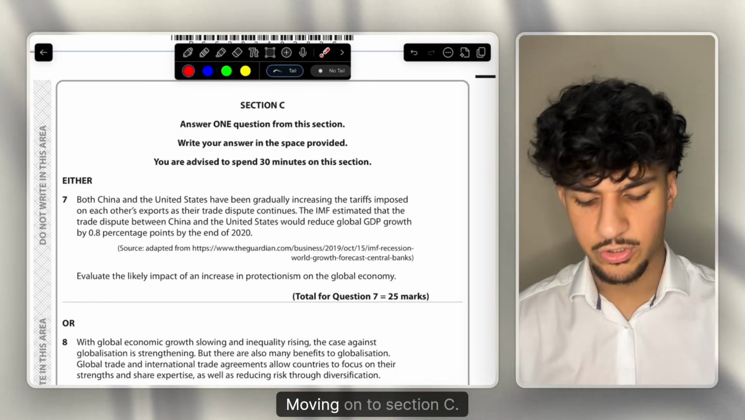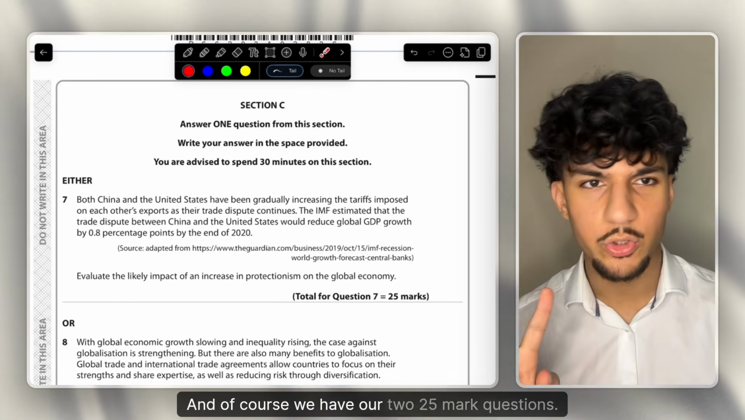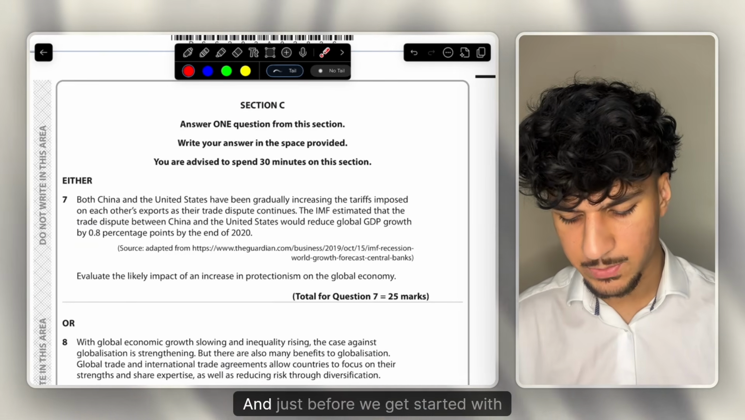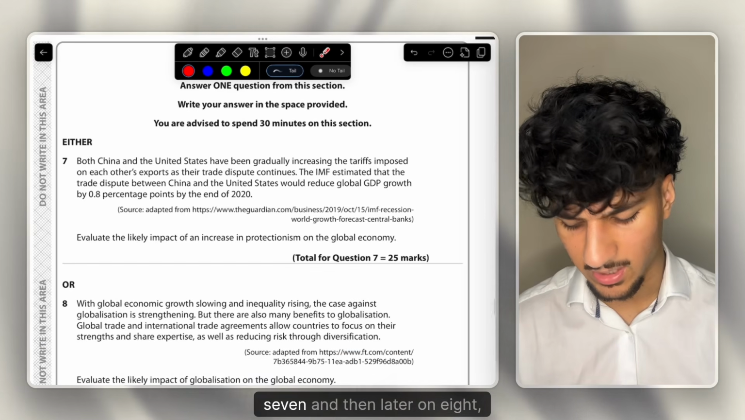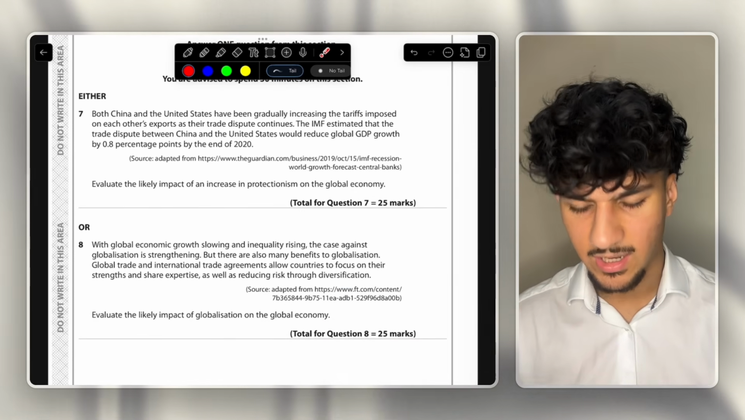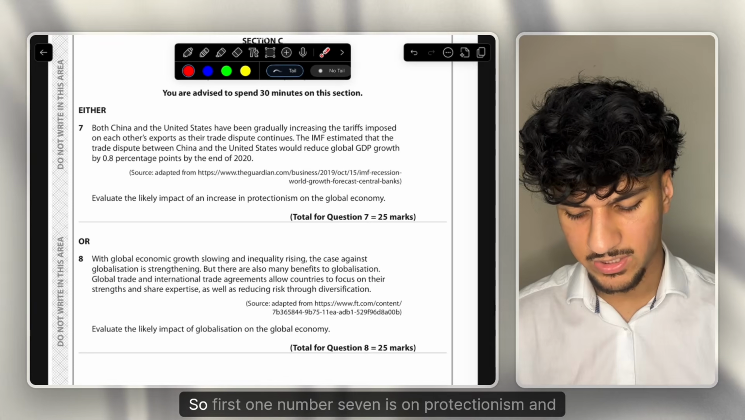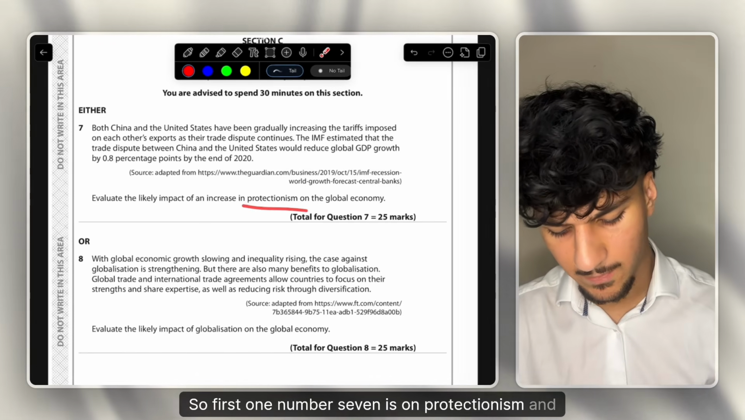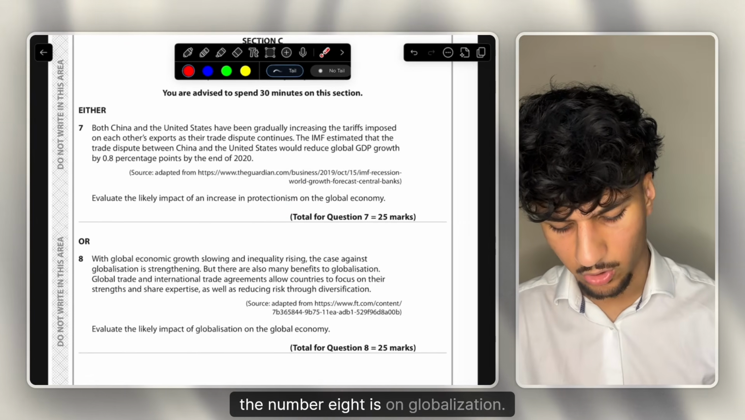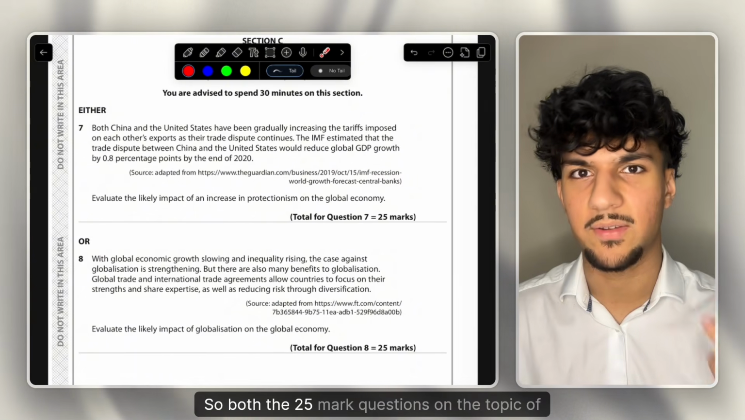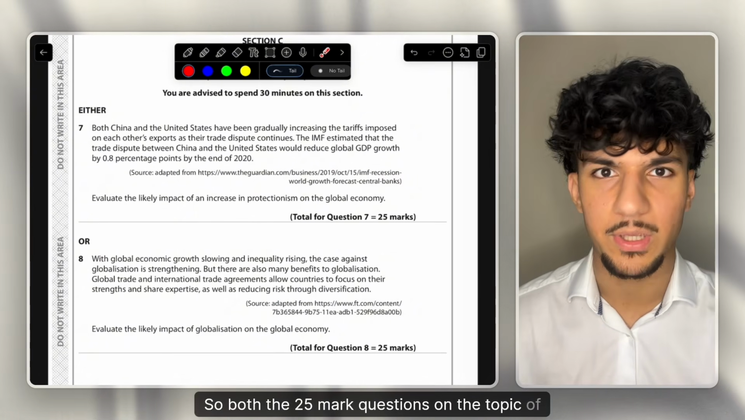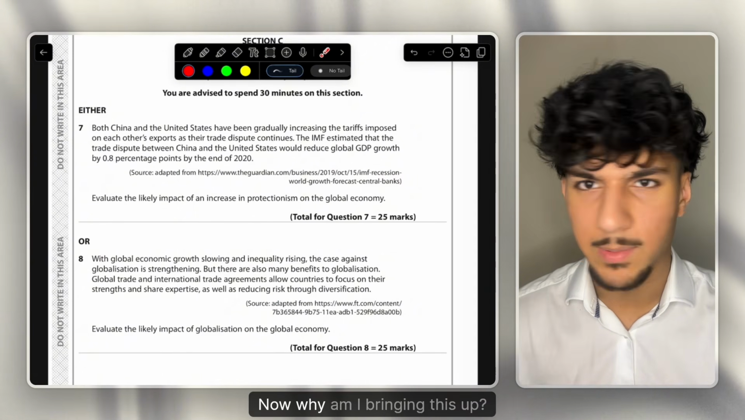Moving on to section C, we have our two 25 mark questions. Just before we get started with 7 and then later on 8, let's have a look at this. The first one, number 7, is on protectionism, and number 8 is on globalization. So both of the 25 mark questions are on the topic of globalization. Now, why am I bringing this up?